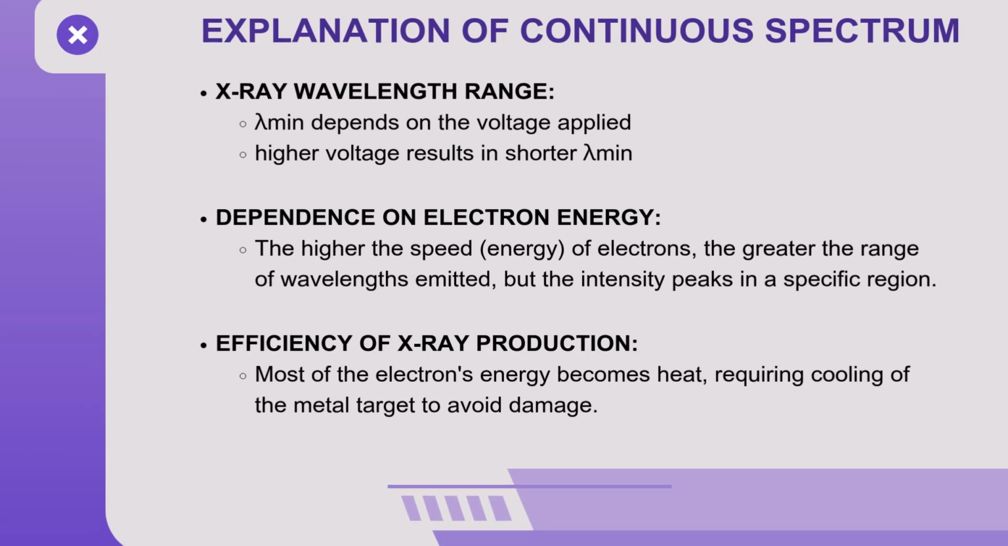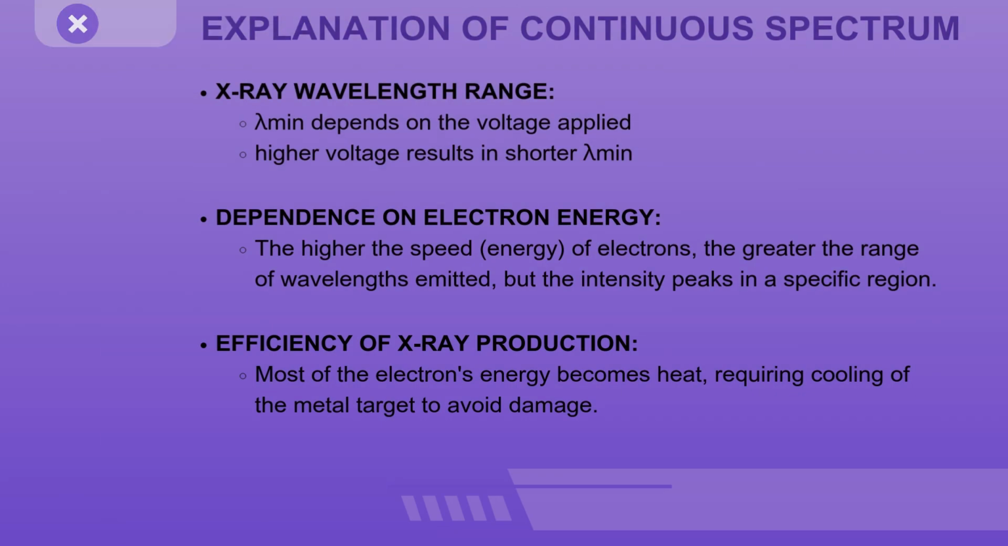Next, X-ray wavelength range. The continuous spectrum includes X-rays of all wavelengths above a certain lambda minimum. Lambda minimum depends on the voltage applied. Higher voltage results in shorter lambda minimum. For dependence on electron energy, the higher the speed of electrons, the greater the range of wavelengths emitted, but the intensity peaks in a specific region. Then, efficiency of X-ray production. Most of the electron's energy becomes heat, requiring cooling of the metal target to avoid damage.